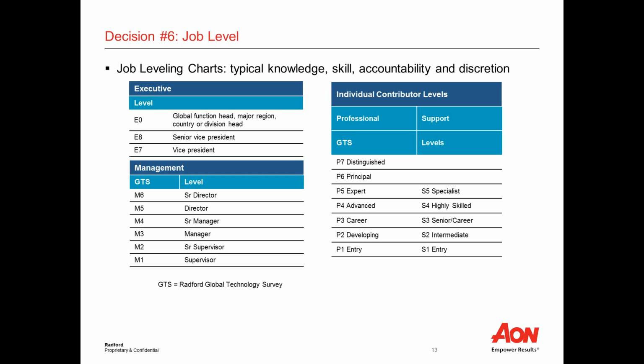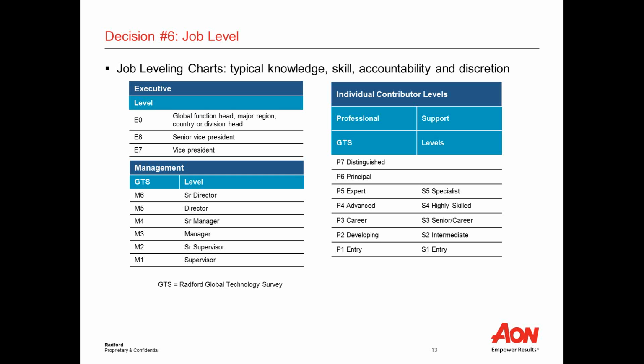So if we bring it down just a little bit, here we've got our management levels. Within our management level, we can see that this is solely for GTS, and GTS refers to our Global Technology Survey. Within our life sciences and our global sales, the structure is a little bit unique and varies a little bit. So specific to global tech, within our management, our job levels range from M1 to M6, M1 being a supervisor, the lowest level, to M6 being a senior director, the highest level within management.